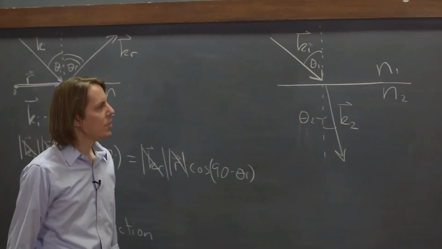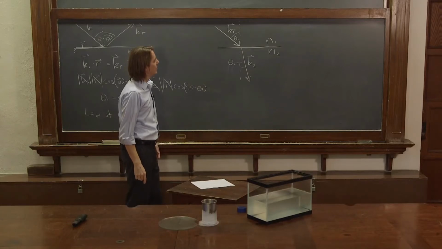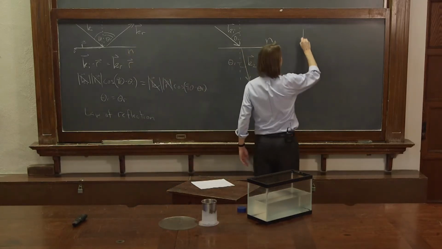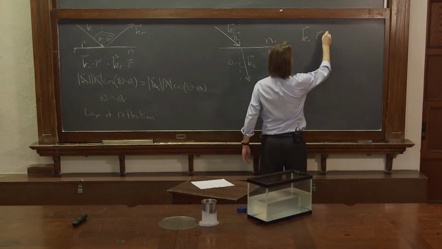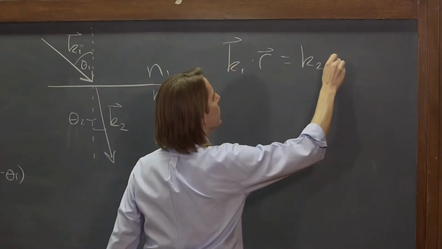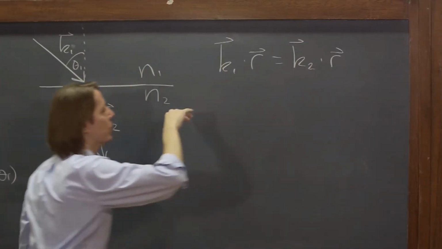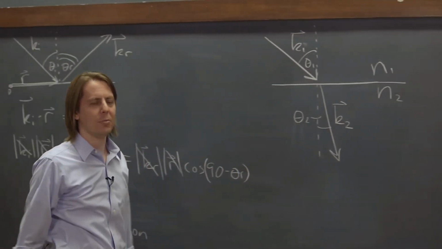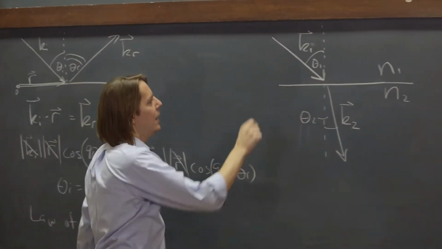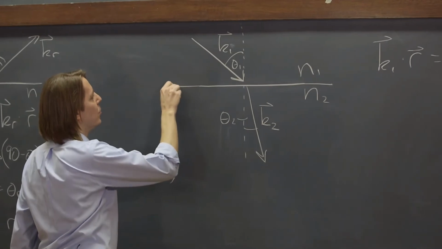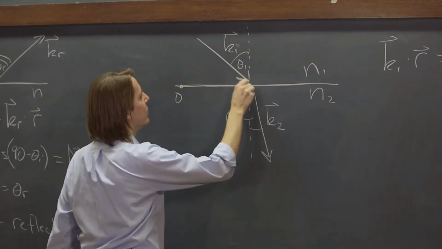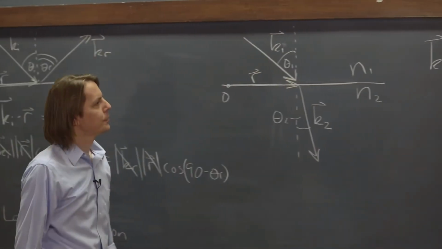like that. So we're going to use the exact same idea, the fact that K1 dot R equals K2 dot R. In this case, though, we're talking about a transmission into a different medium, not a reflection. And we're also going to do it for the case that the origin is somewhere around here, and we're just thinking of this R right there.